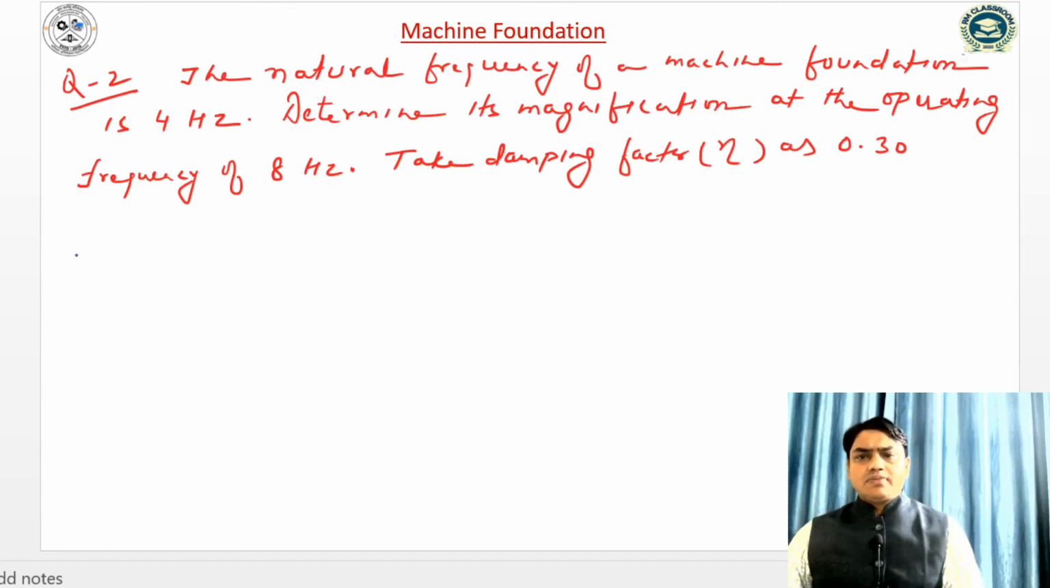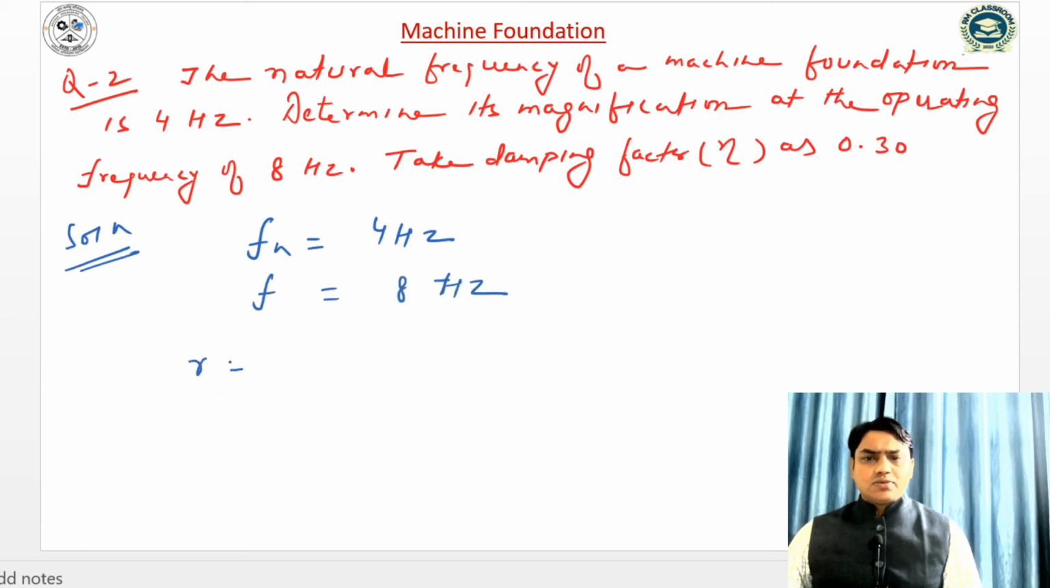Let us take another problem. The natural frequency of a machine foundation is 4 Hz. Determine the magnification at the operating frequency. The operating frequency is 8 Hz. So frequency ratio is F by Fn, so it will be operating frequency divided by 4. So the frequency ratio is 2. And the damping ratio is also given as 0.3.